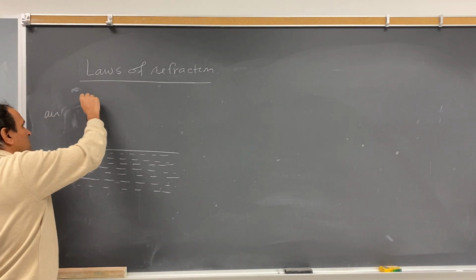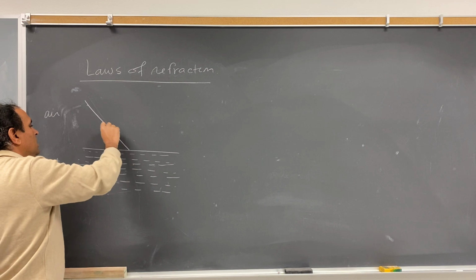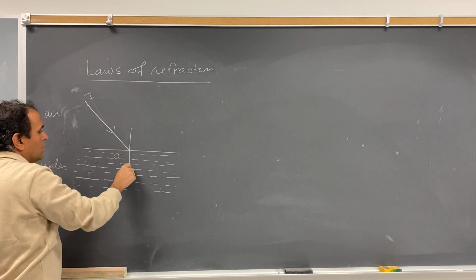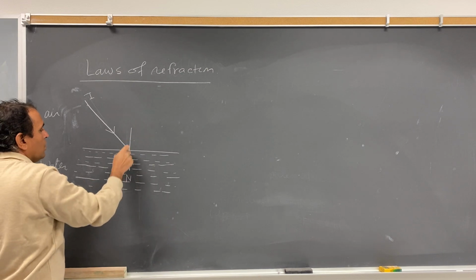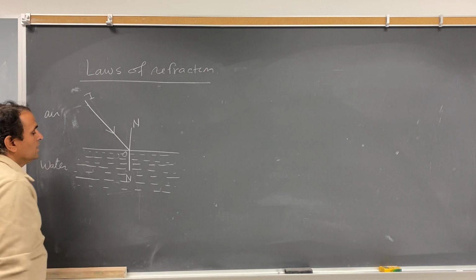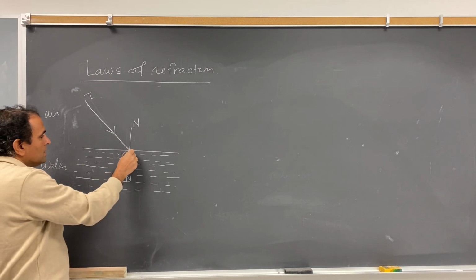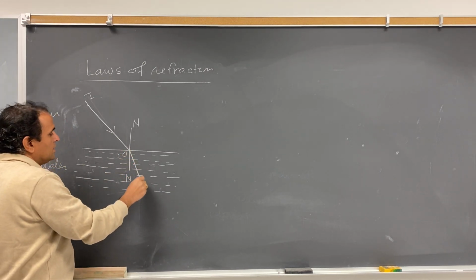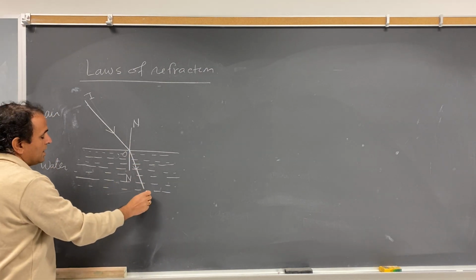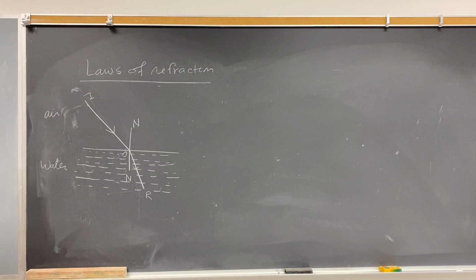Let us suppose this is your incident ray, IO. Here you have a normal. This is NON prime. This is O here. Okay, and the light bends here. So this is OR, the refracted ray.